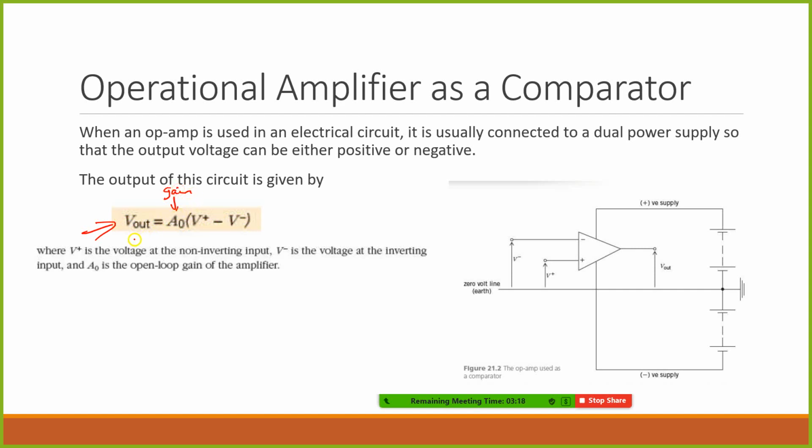Generally speaking, A naught is the open loop gain, by the way. So be mindful of that. Overall, A represents the gain. If you want to talk about the gain, you would sometimes use A to represent it. But what we're seeing here is that my output voltage is equal to my open loop gain times the difference between the voltage at the non-inverting terminal and the voltage at the inverting terminal. So V plus is the voltage at the non-inverting terminal, V minus is the voltage at the inverting terminal.